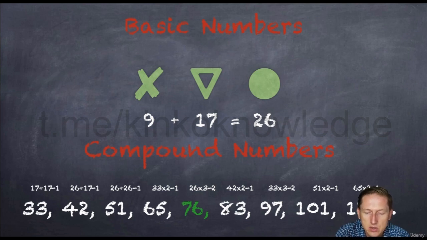Then 82, yes, you guessed it, this is 42 times 2, or 42 plus 42, that's 84 minus 1. Then 97, 33 times 3. So before we got this one times 2, now we've got this one times 3. In this case, we don't subtract one candle, because we've got 33 once, a second time, and then a third one.